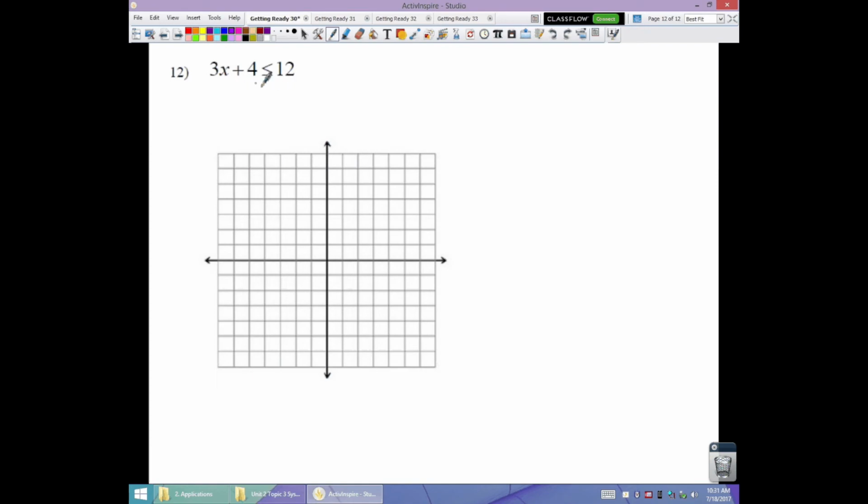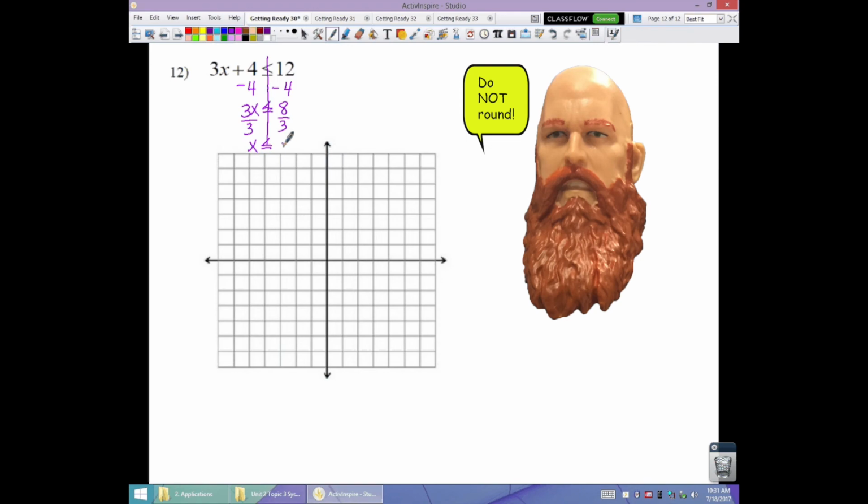Well, I don't like the way it looks now. I could simplify this so that all my constants were on one side. I would want to subtract 4 on both sides. So 3x remains less than or equal to 8. Divide both sides by 3. x is less than or equal to, now you do not want to round that. That would change it. You don't want 2.6 or 2.7. You keep it 8/3 or 2 2/3.